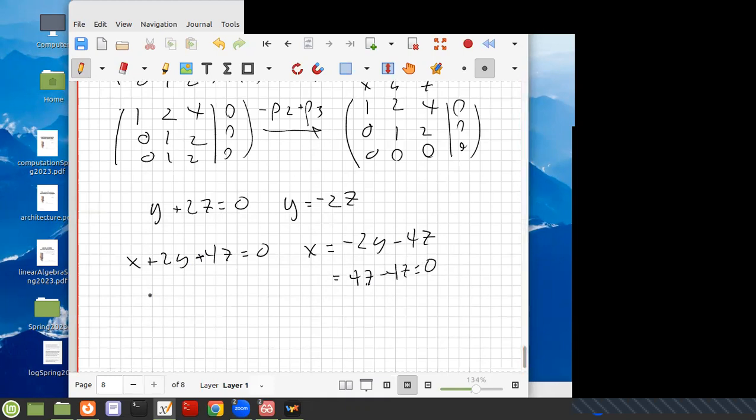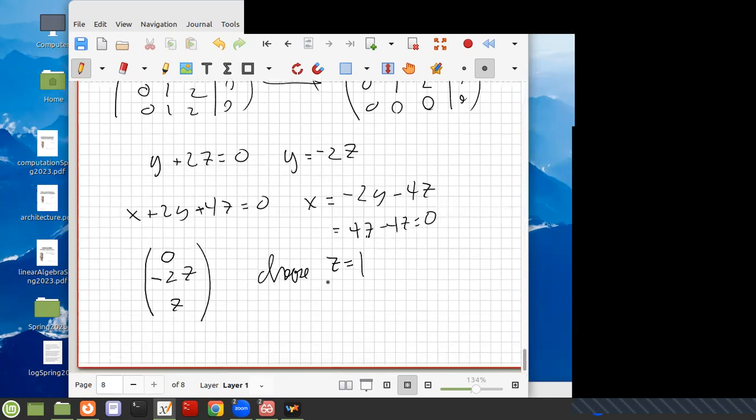So therefore, my possible eigenvectors are 0, y is minus 2z, and z, right? So let's just choose z equals 1. And then also we can check. Let's say that we have v1 equals 0, minus 2, 1.